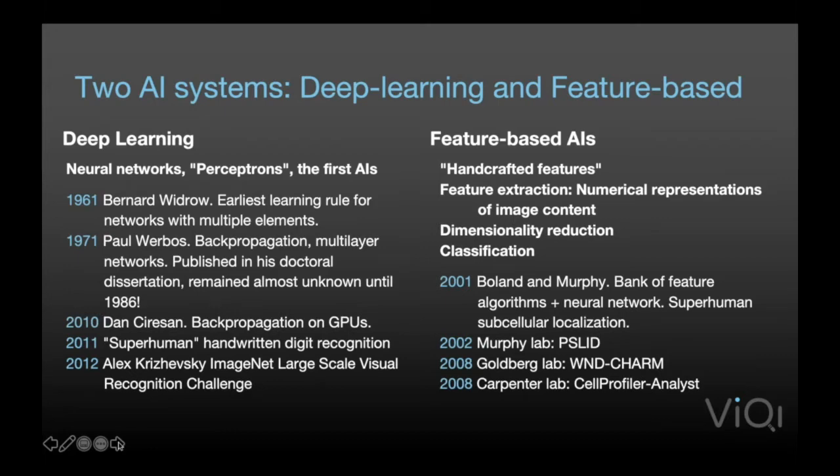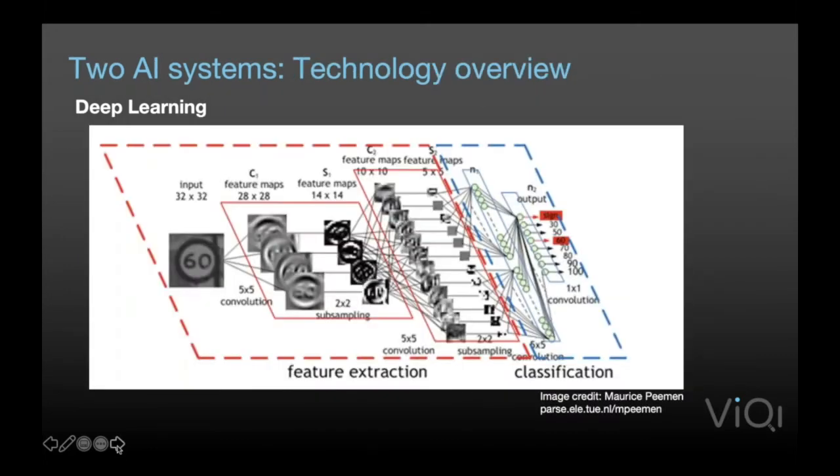So let's go on to, so this is just a diagram. I'm not going to go into this in detail, just to give you really a flavor of how the two different kinds of AI technologies work.